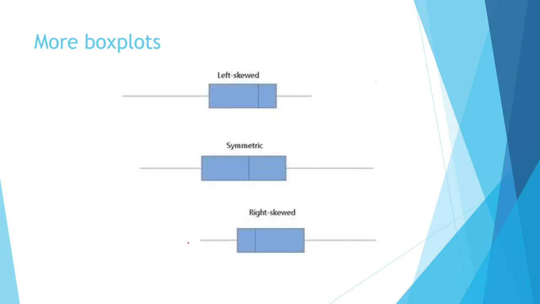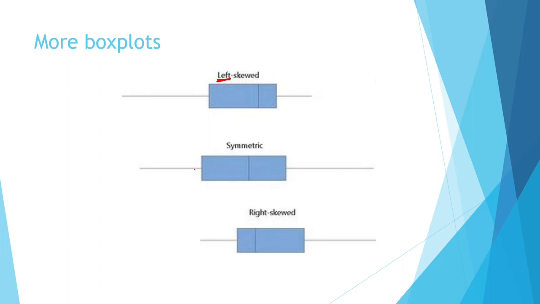Now the question is, why are box plots important? Well, they allow us to see the shape of the distribution. Here I have 3 examples of box plots. Notice that the tail is longer on the left, so this is known as left skewed. This means that most of the data is on the right side, but very few values are on the left side. In the center here we have data that's pretty symmetric.